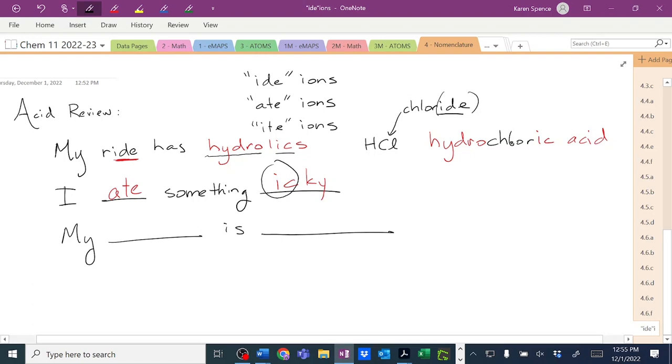So if I had HNO3, NO3 is nitrate. So there's our ate. And again, I'm going to take that little bit off the end. And now I'm going to name it. It is nitric acid.